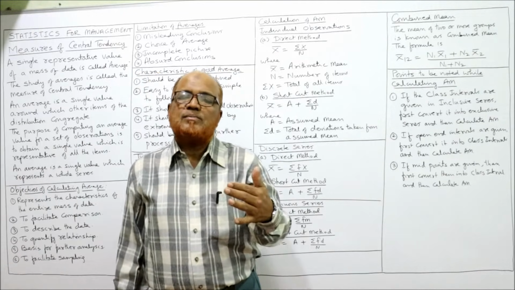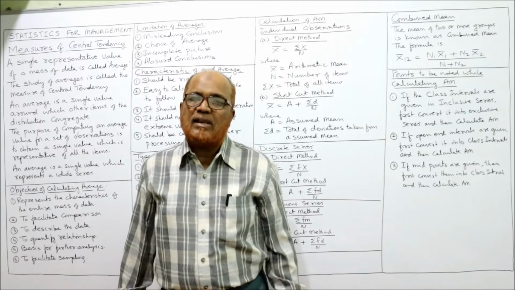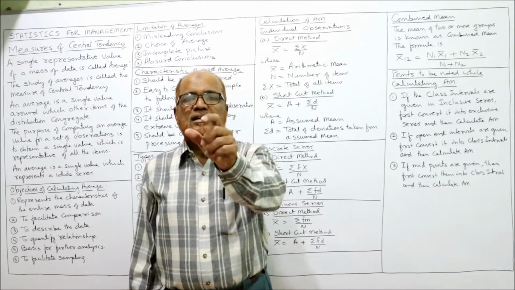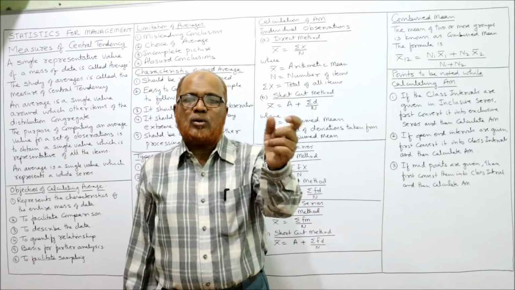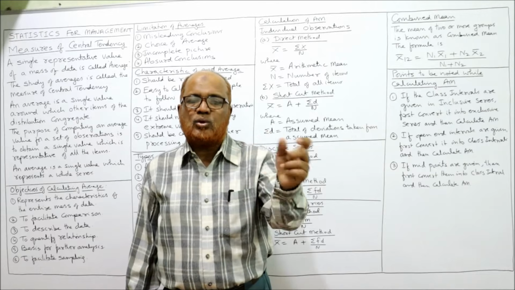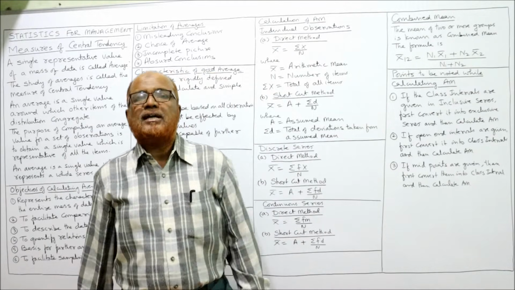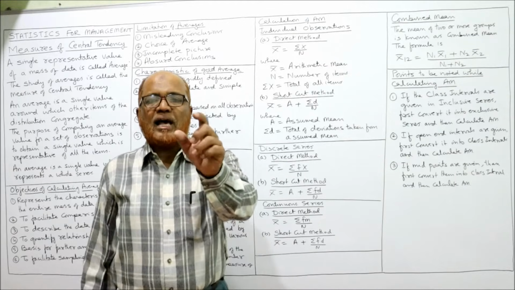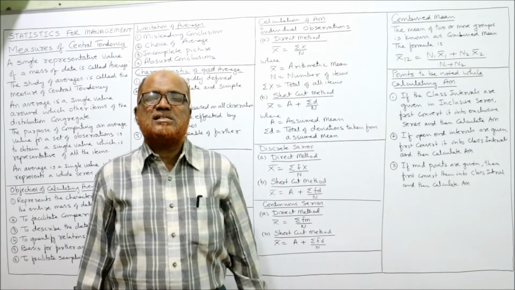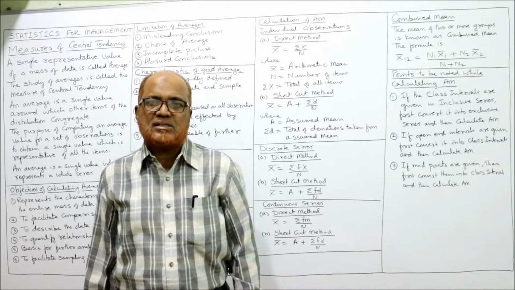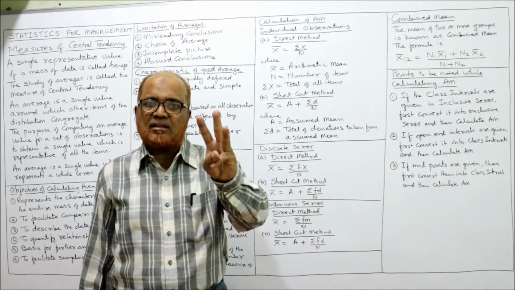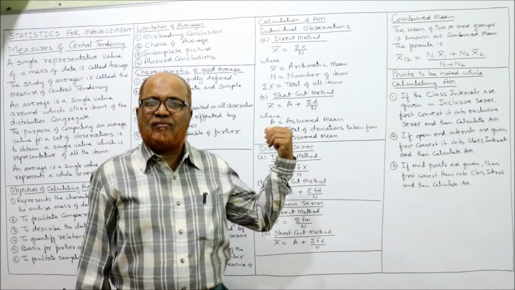And continuous series means where we have class interval and frequency. The class interval like 0 to 10, 10 to 20, 20 to 30, 30 to 40, 40 to 50. Like that it goes on. That is called class interval. The class interval and frequency is given. It is called continuous series. Three series are there. For every series we have different formula.